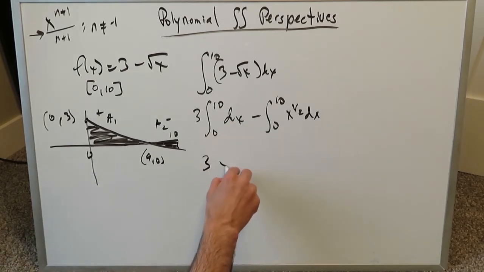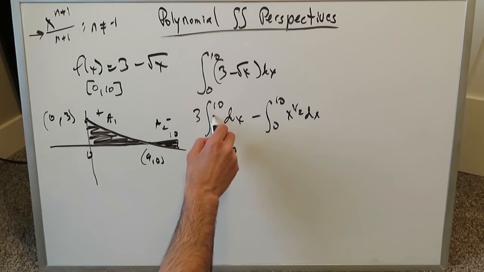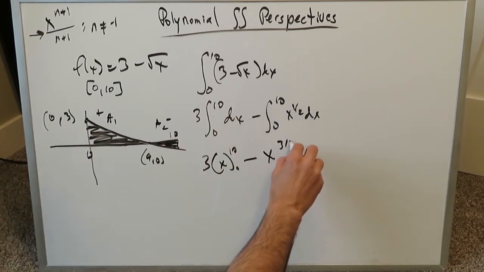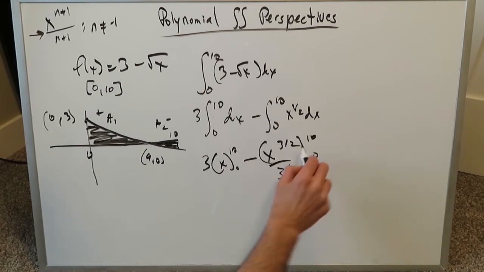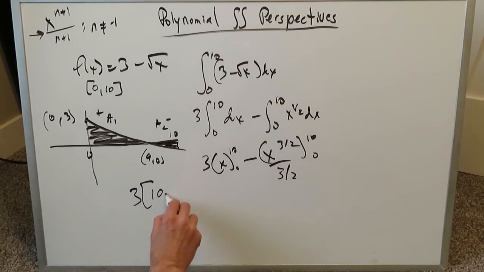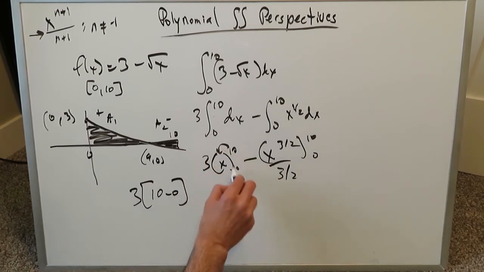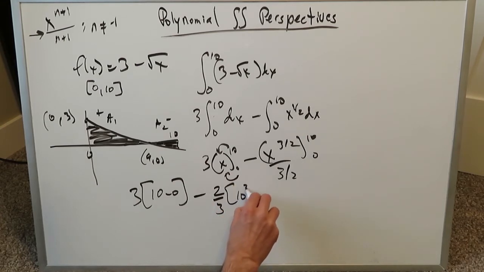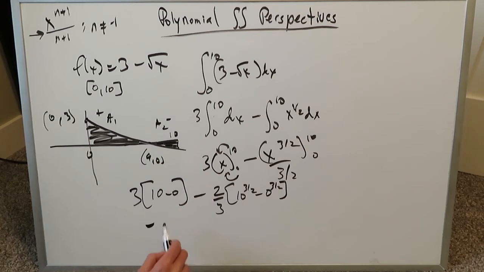From here, you just generate an x, and you know that now. X to the power 0 becomes x to the n plus 1 divided by n plus 1. Here you'll have x to the 3 over 2 over 3 over 2, from 10 and 0. Here you'll get 3x, you put 10 and you put 0, and you take the difference of these two. Flip this fraction, you have 2 over 3, and then you have 10 to the power of 3 over 2 minus 0 to the power of 3 over 2, and we can get a good value over here.